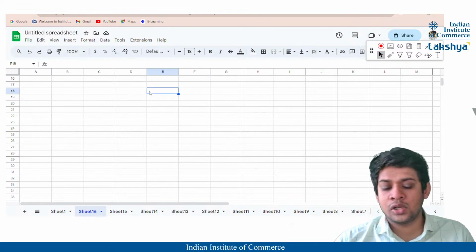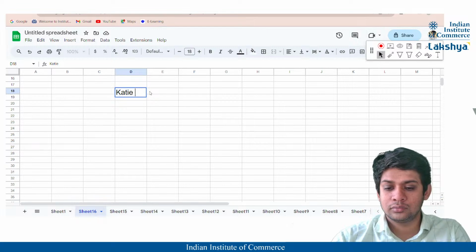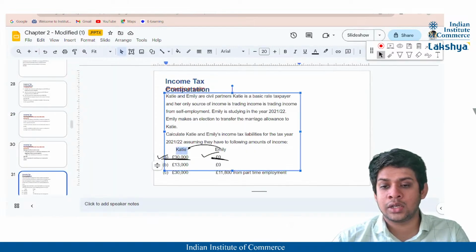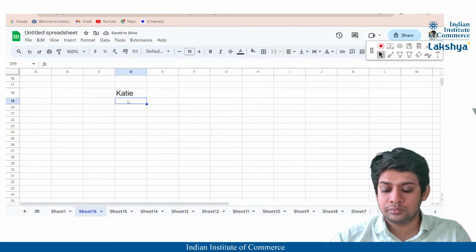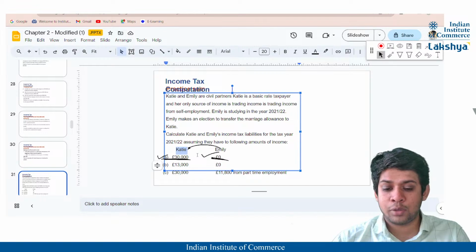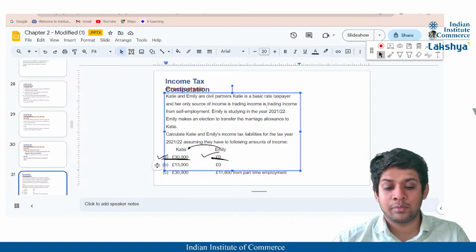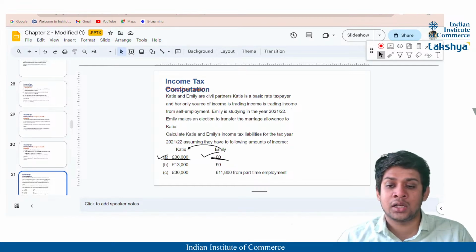How will the personal allowance be dealt with? I'll show you. Okay. So first, guys, who is the one earning? KT is the one earning, right? So I'll write KT, her trading income, right? It is trading income of KT from her self-employment. And Emily is studying, so probably Emily is not earning anything.